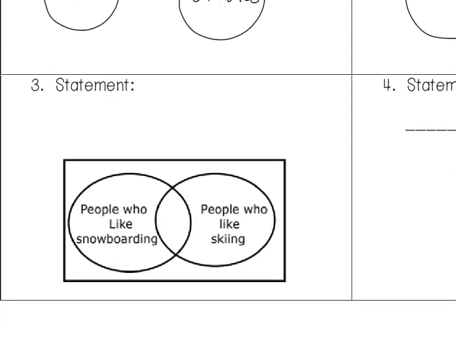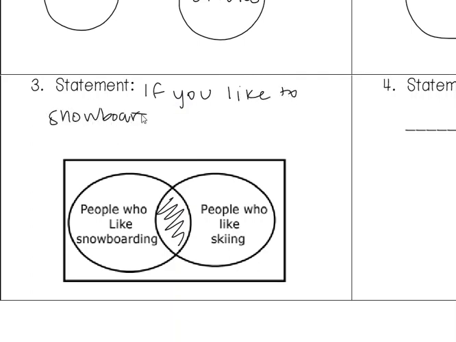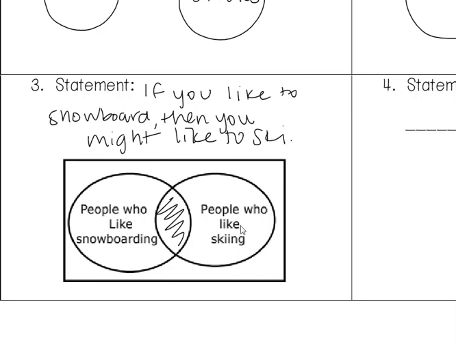In number 3, they gave us the Venn diagram, and it said people who like snowboarding and people who like skiing. This section of overlap tells us that this is sometimes true. So we could say, if you like to snowboard, then you might like to ski. Not everyone that likes to ski likes to snowboard, and not everybody that likes to snowboard likes to ski, but there are people that do like to do both, and there are also people that don't like to do either, and they would be outside, within this whole box.